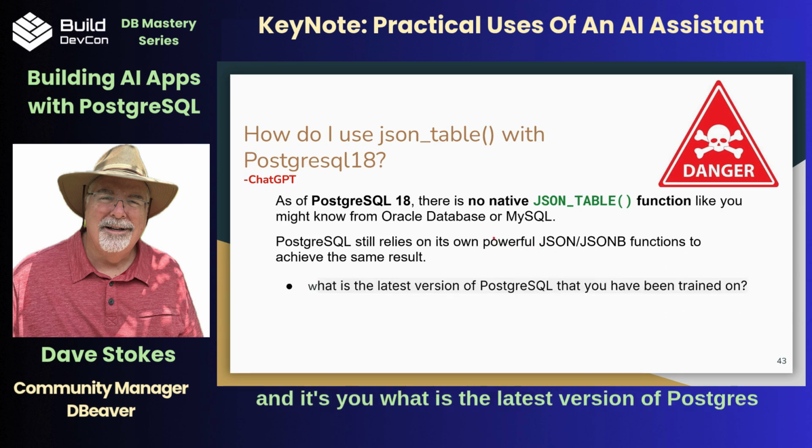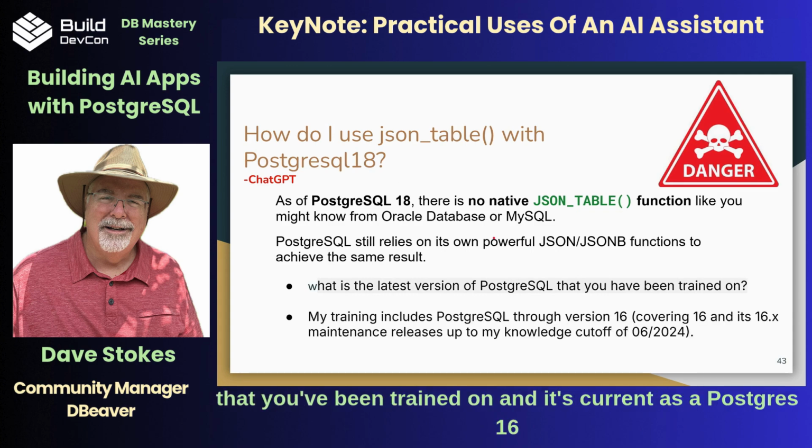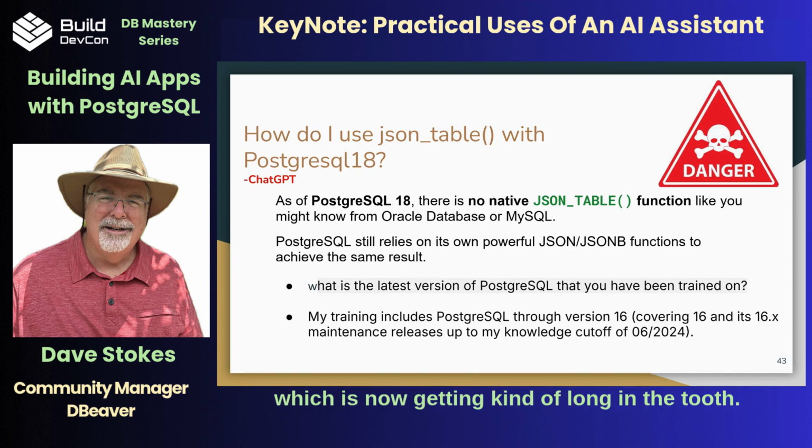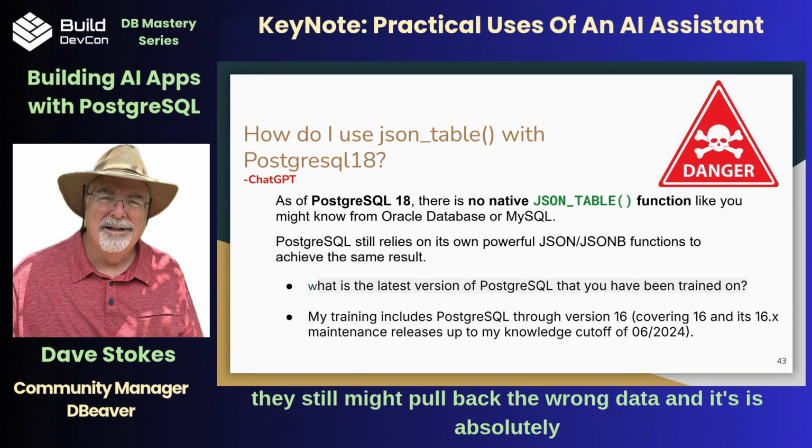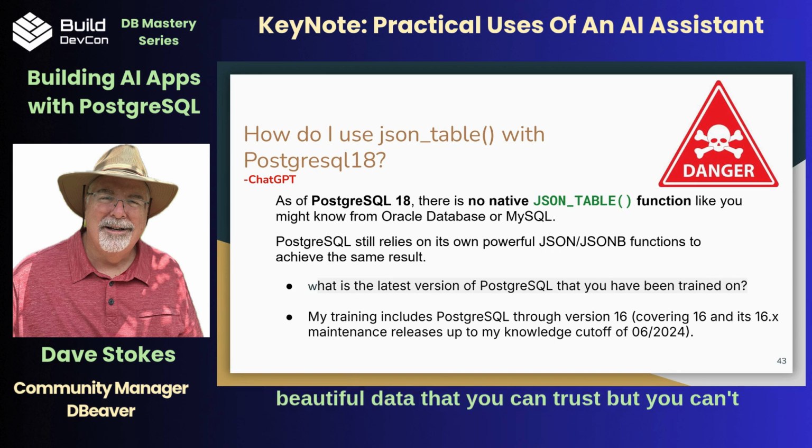And when you ask it, what is the latest version of Postgres that you've been trained on? It's current as of Postgres 16, which is now getting kind of long in the tooth. If you're using an LLM that's been trained on bad data, your results are not going to be trustworthy. Now that we have MCPs that can actually go out there and do more probing, they might be a little more afield, but they still might pull back the wrong data and announce that this is absolutely beautiful data that you can trust, but you can't. Unfortunately, you have to double check all this.